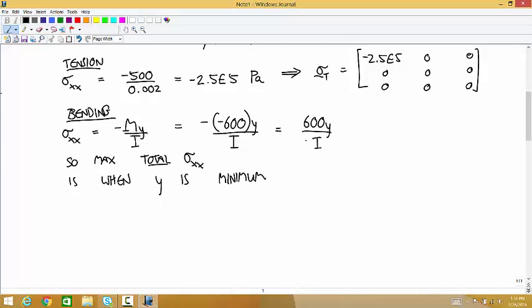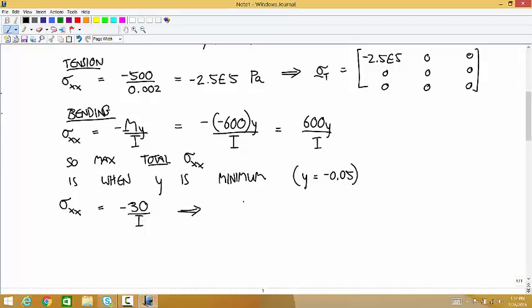And the lowest it can be is 0.05. So y equals negative 0.05. And then you have sigma xx, that should just be equal to negative 30 over I. Whatever I is, you can get a number for that.